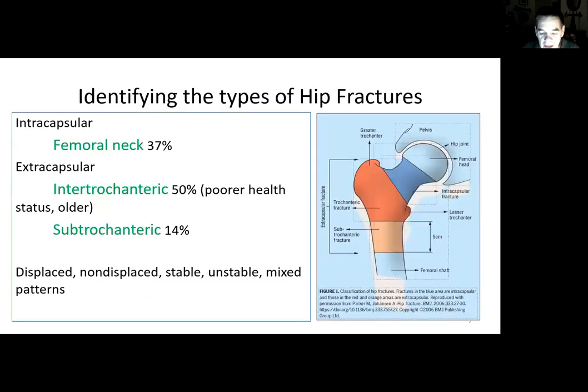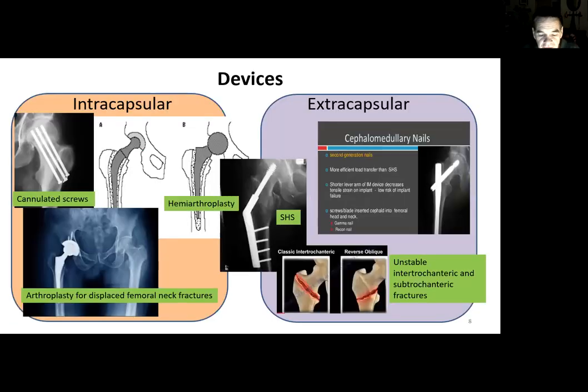Hip fractures are classified as intracapsular or extracapsular. Generally speaking, extracapsular fractures, either intertrochanteric or subtrochanteric, reflect poorer overall health status. Hip fractures may be displaced or non-displaced, and displaced hip fractures are more likely to be unstable. Surgical advances and devices allow for early mobilization of the patient and improved outcomes, as we will see in a moment. Goals of surgery are fracture reduction, alignment, stabilization, and compression of fracture surfaces while avoiding reoperation, avascular necrosis, infection, and other complications.